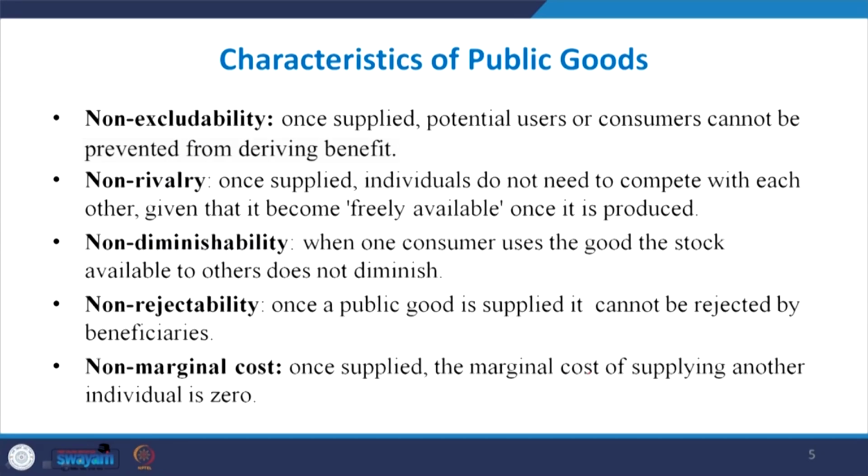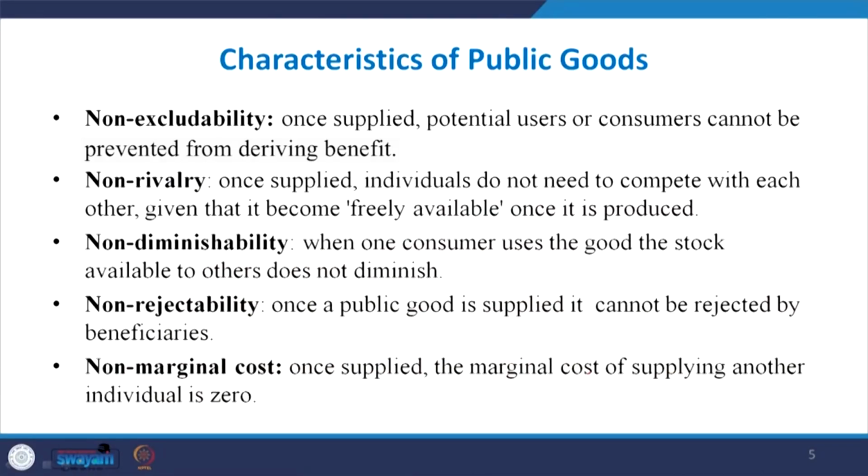Now, after understanding the different types of goods, let me now focus on public goods. There are several characteristics of public goods you should know. First is non-excludability, which I already explained to you. Non-excludability means once a product is supplied to the consumer, the potential users or consumers cannot be prevented from deriving a benefit from such kind of product. So, you cannot exclude anyone from consuming a particular product once it is supplied in the market. That product is known as a public good.